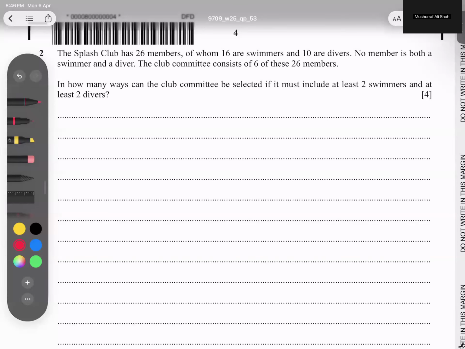Question number 2, we have a club with 26 members, 16 swimmers and 10 divers. And no member is both, it means they cannot be together. So no person is both swimmer and diver. And we have to select a committee of 6 people. So let me write here how many swimmers we have. Swimmers we have total 16 and divers we have total 10. And we have to select a total of 6, make sure.